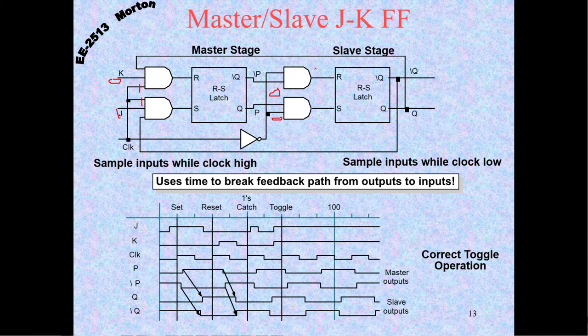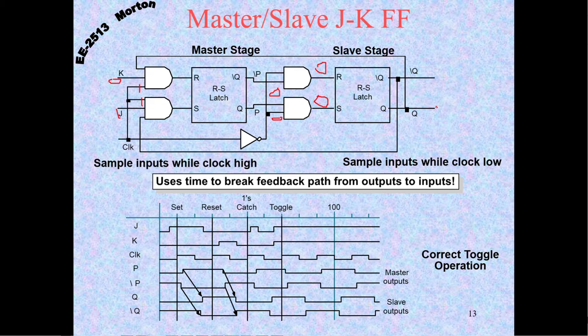So that means that the output from this AND gate is 0, regardless of what P and P prime are. It doesn't matter. We know if one of these inputs is 0, then the output is 0, guaranteed. So therefore, this slave stage is holding.